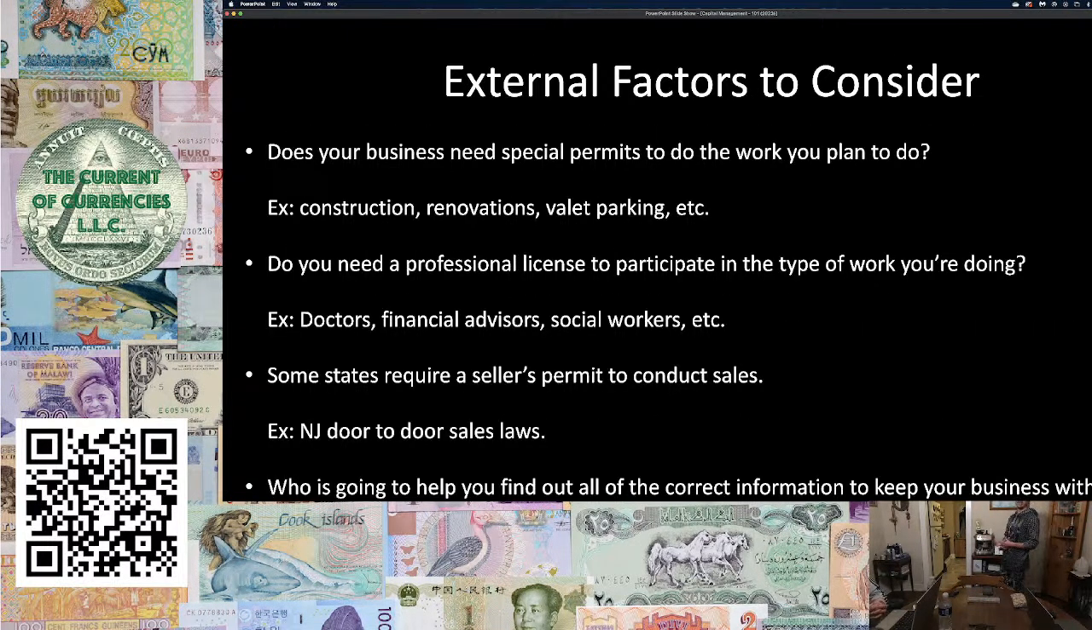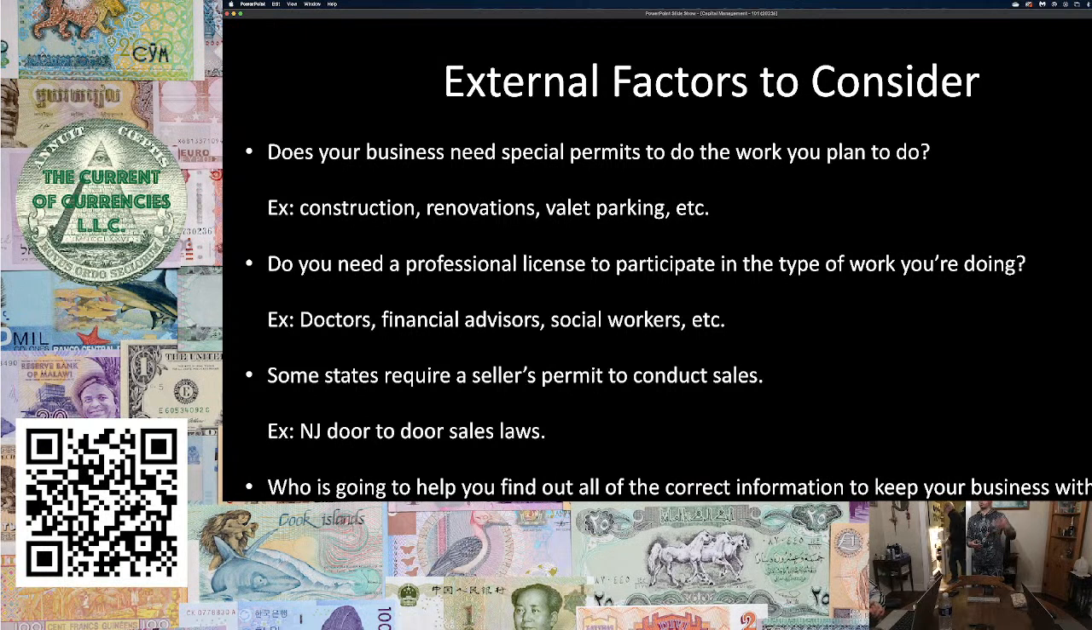So, external factors to consider, and I'll just point these out. Does your business need special permits to do the work that you plan to do? Greg's does. He's going to need his physical therapy license. Yeah. For people like you and I, unless I got into financial consulting, I would need my Series 65, which I am considering getting at this point. But for someone like you, you don't need that. Right.